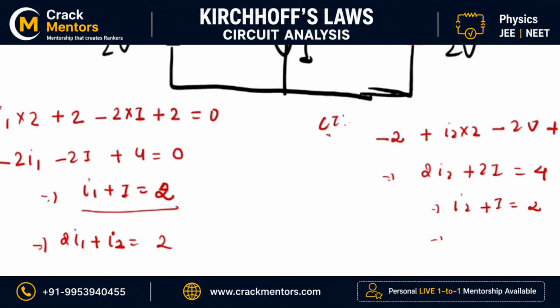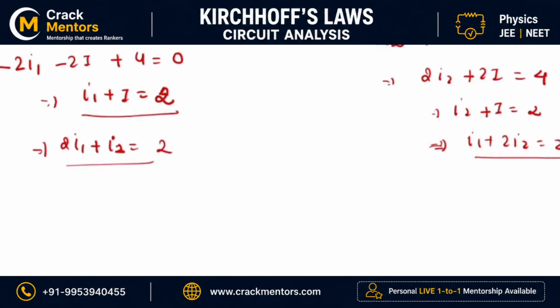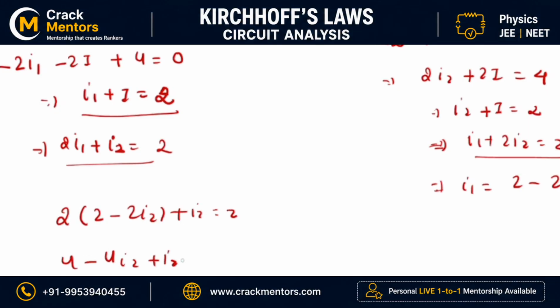Just a minute. So I can say it's actually I1 plus 2 I2 is equal to 2. That's the two equations I got here. Now I have to find the value of I1 plus I2. So I can eliminate one of them. I1 is equal to, let's say, 2 minus 2 times I2. So put the value here. 2 into 2 minus 2 times I2 plus I2 is equal to 2. 4 minus 4 I2 plus I2 is equal to 2. So minus 3 I2 is equal to 2 minus 4, that is minus 3 I2 is equal to minus 2.